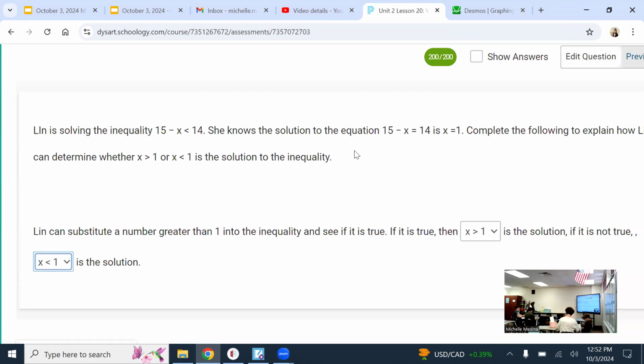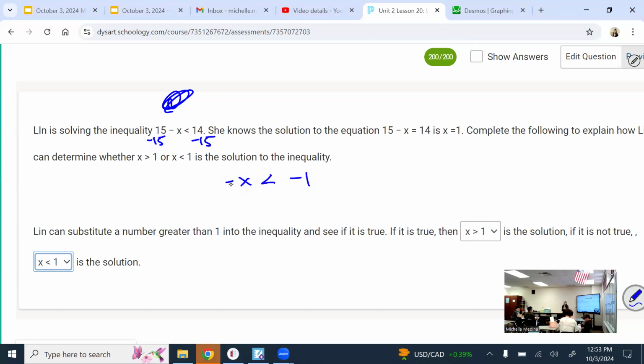A weird way to go about it, but I guess that does work. You could treat it like an equation and then just see what direction the answer would be. But otherwise, you should really just treat it like an equation and only flip the sign when necessary. So on this one, I would have to subtract the 15 first on each side. When I do that, I get negative x less than negative 1.